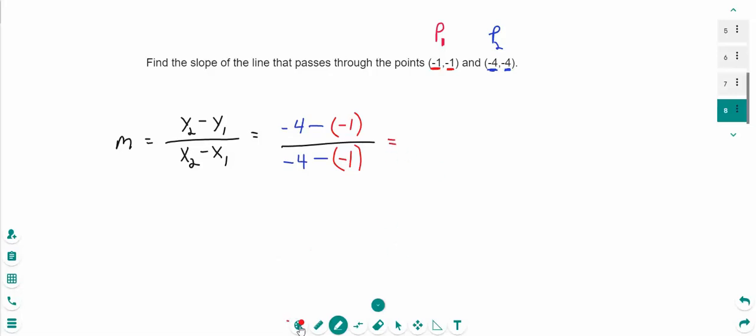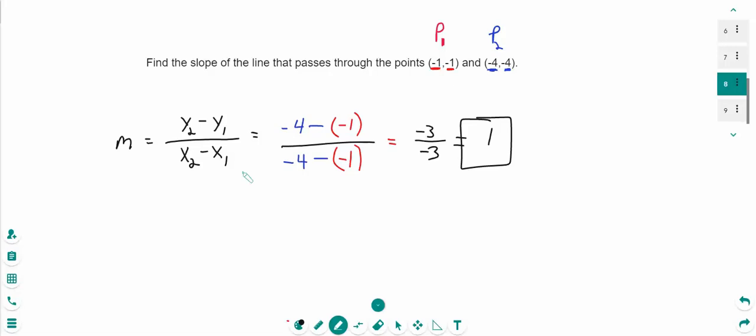If we then reduce this, or I should say simplify it, we have negative 4 plus 1 is going to be a negative 3. Negative 3 over negative 3 is a 1. So the slope here is simply a 1. All right? Excellent. Very good. So I hope that makes sense to you.